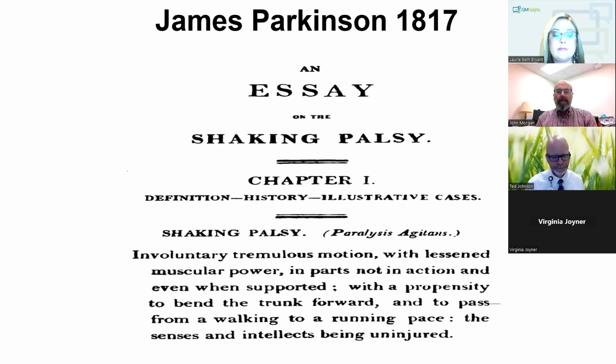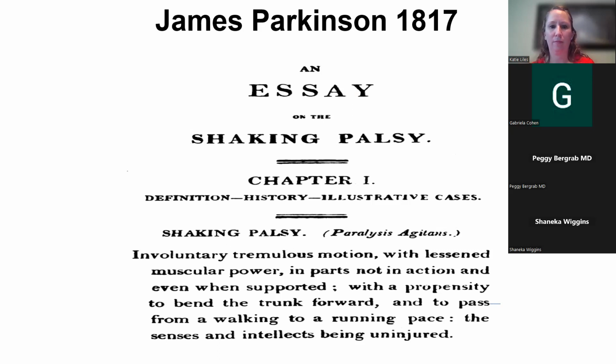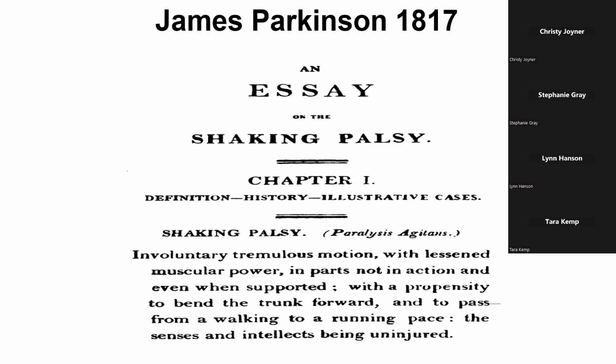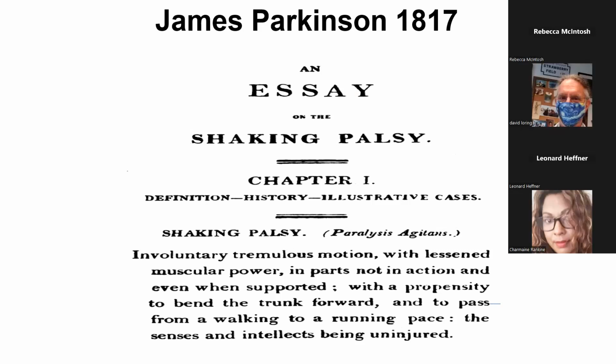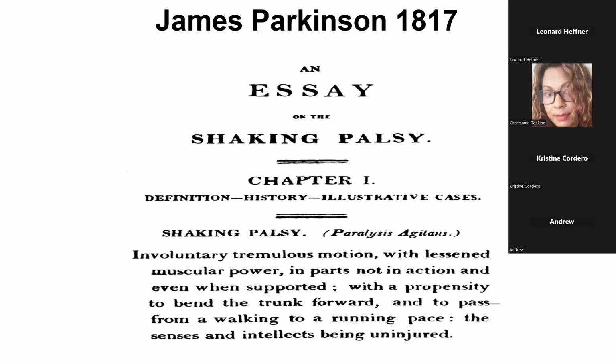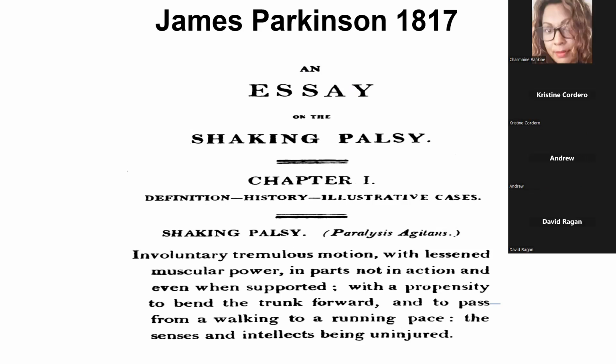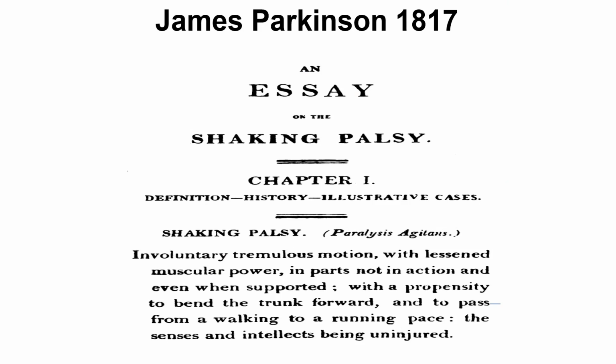Involuntary tremulous motion, so that means it's not a voluntary action, and you're tremoring, you're shaking, with lessened muscular power, so sometimes you can be stiff and slow in your muscles, especially on one side more than the other, and parts not in action, so at rest, and even when supported, with propensity for the trunk to bend forward and to pass from a walking to a running pace. So that's a classic thing that patients still complain about with their Parkinsonism in the clinic when they come in for a diagnosis of Parkinson's disease. Some of them may actually go from a walking to a running pace at times. And the senses and intellects being uninjured. What line is not correct?